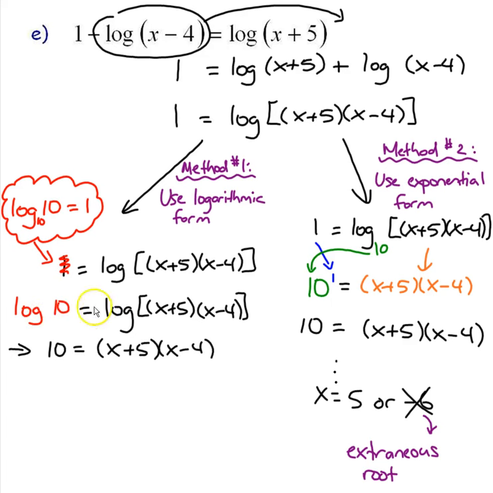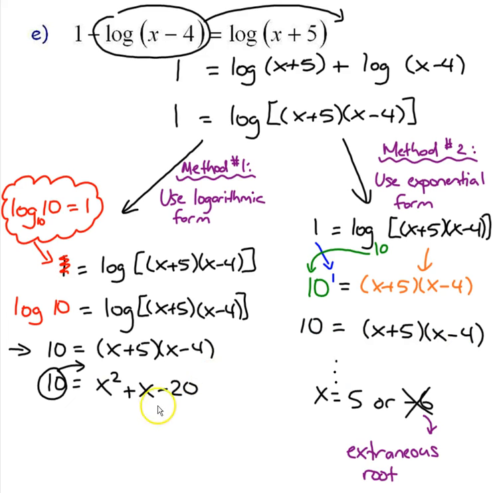So remember, if the logs match, then their answers, their domains, must match. So this indicates that 10 is equal to (x + 5)(x - 4), which is the same as what we had here. And then, well, you know what? I'll do more of it this time. Okay, so I didn't show you the steps this time. I'll show it to you over here.